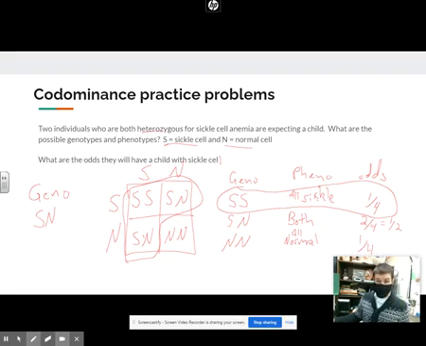But that is codominance. And like I said, if you need more practice, come back, rewatch the video, look up some videos on YouTube, swing by, ask some questions for your teacher, stop in during ET, all of that good stuff. Hope this helps, and good luck.